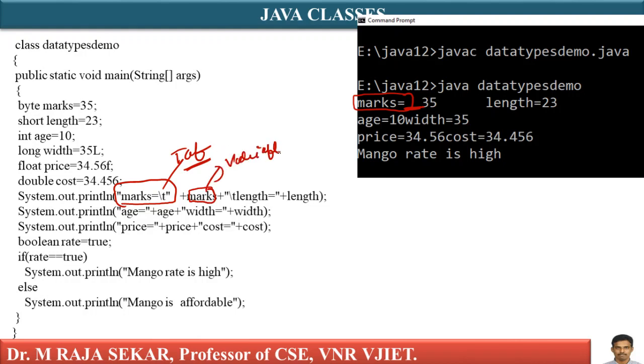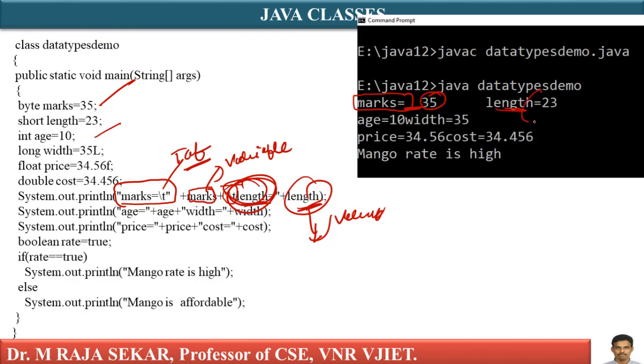If I keep something in double quotes, that is a message. Marks, what is the value of marks? I think my marks value is 35. That's what it displays. After that, I am appending tab. After appending, I am writing length. Length is a message, for which this length is a variable. Variable means its particular value gets displayed. What is the length value here? 23. It is displaying 23.